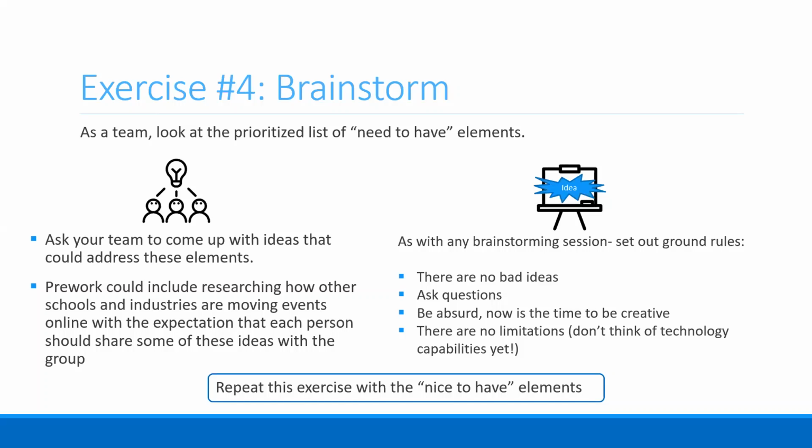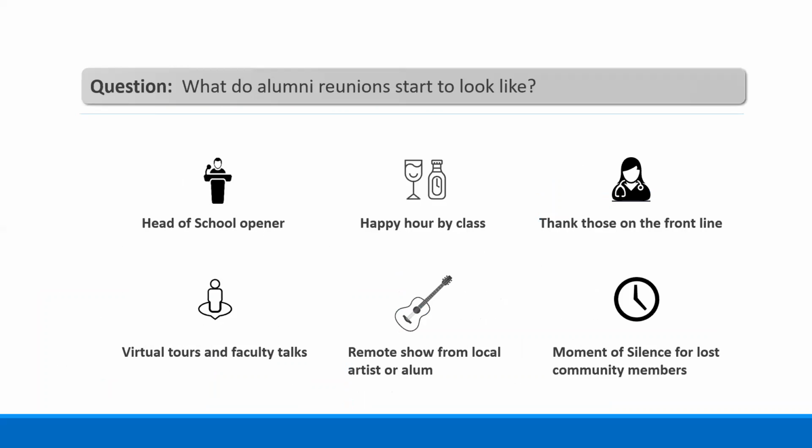You're not thinking about technology. You're not thinking about cost. That comes later. So in this brainstorming stage, you're supposed to look at your need-to-have elements and come up as a team with ideas of how this could look in the new reality. So going back to that question of what do alumni reunions start to look like? There's a lot that you can actually capture and transfer online from what you've had in person. Your head of school can still provide an opener. You can still do happy hours by class, just move them online.